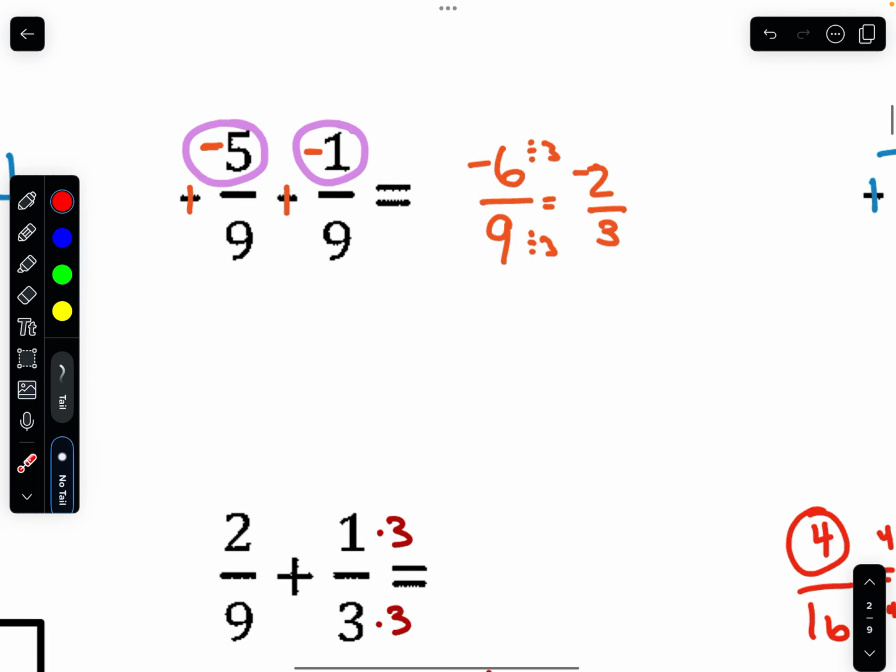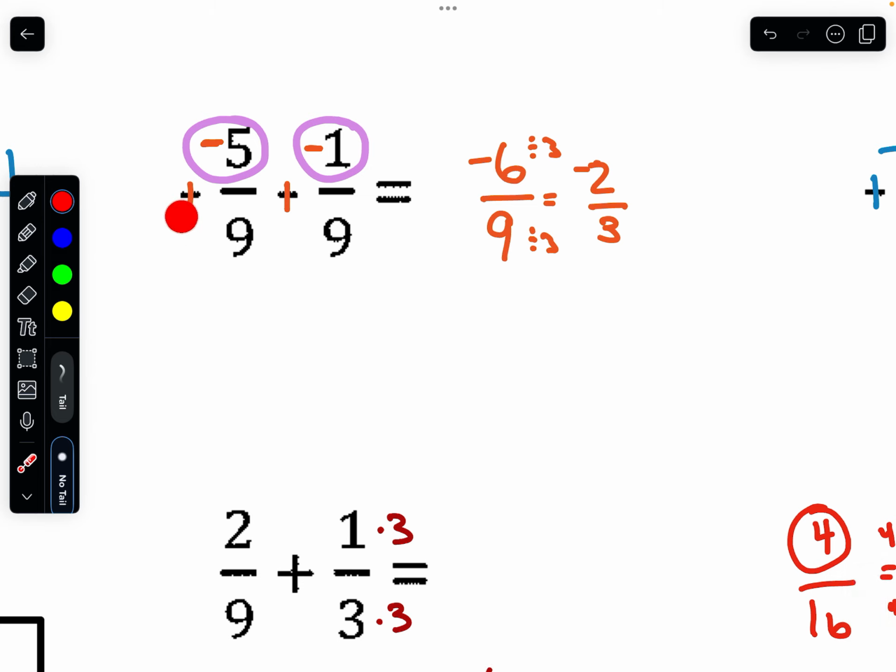So like on this one, when we added the top, notice that we moved the negative up here and the negative up here because we always want to be adding things. We get rid of that whole idea of subtracting. When we combine like terms, we are always adding them. They just might be a negative, right? So -5 and -1 is -6, and 9 stays the same. And then -6/9 can reduce by dividing by 3. They both have a factor of 3 to get to negative 2/3, right?